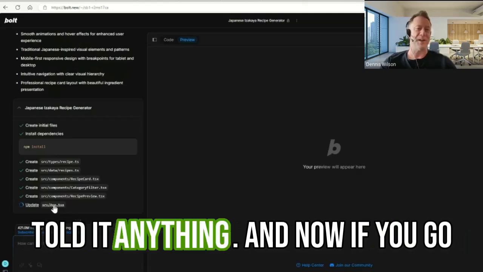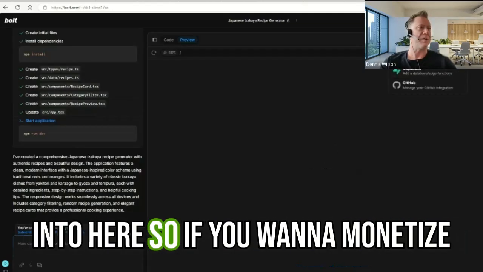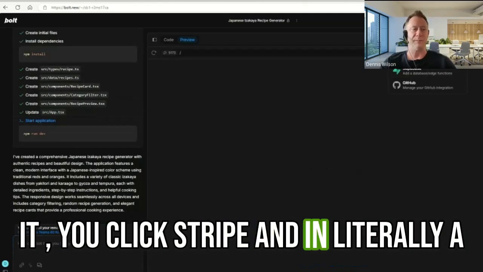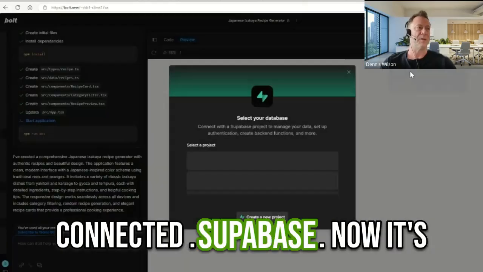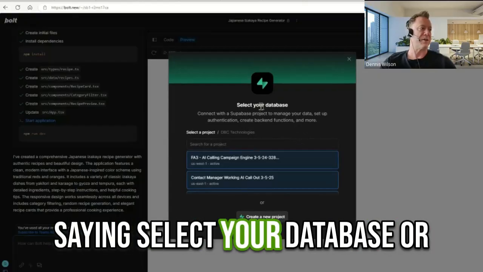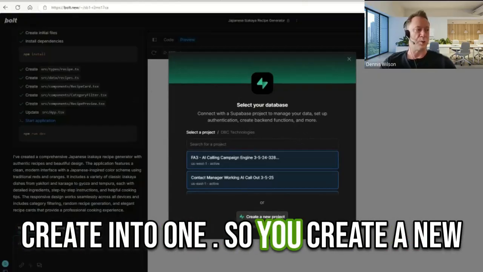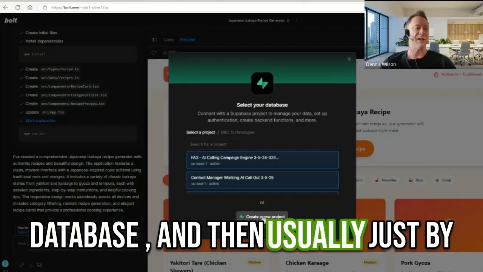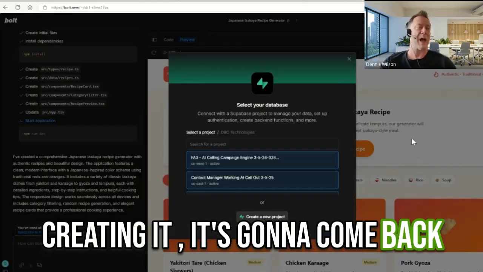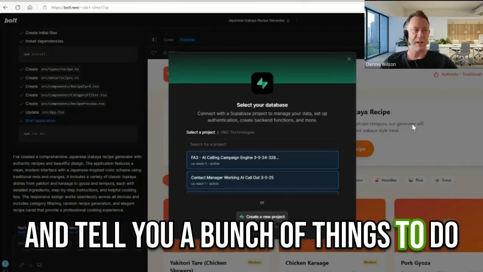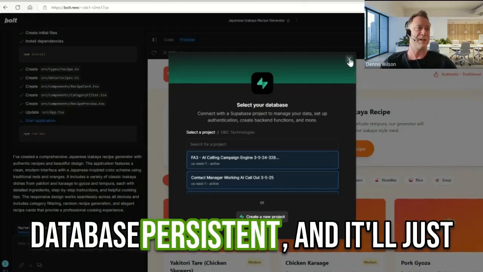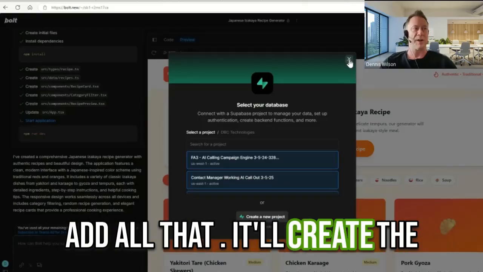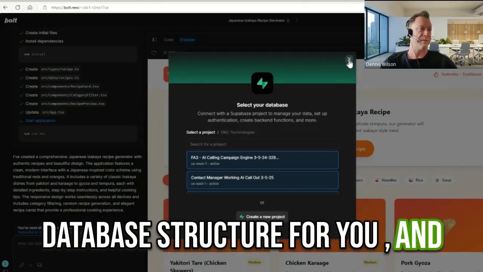I haven't told it anything. Now, if you go into here, so if you want to monetize it, you click Stripe, and in literally a minute, your Stripe account will be connected. Supabase, now it's saying select your database or create a new one. So you create a new database, and then usually just by creating it, it's going to come back and tell you a bunch of things to do to utilize it. And if not, then you say, I need this whole app to be database persistent, and it'll just add all that. It'll create the database structure for you, and everything's good.